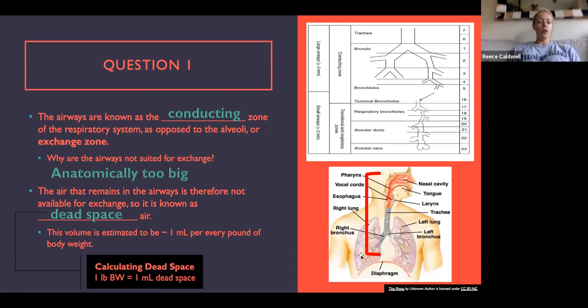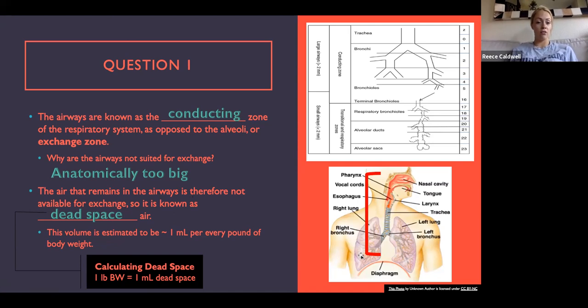However, even though the exchange happens at the alveoli at the very bottom of the respiratory system, air still remains in those other structures. And that air that is remaining in the conducting zone, we call it dead space air. So dead space air is the air that remains in this area of the respiratory system whenever we breathe.